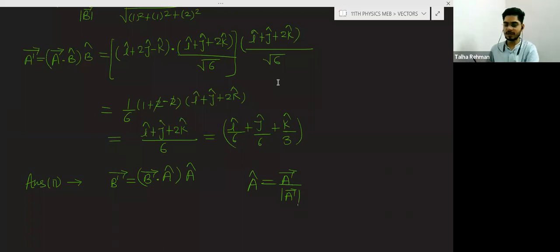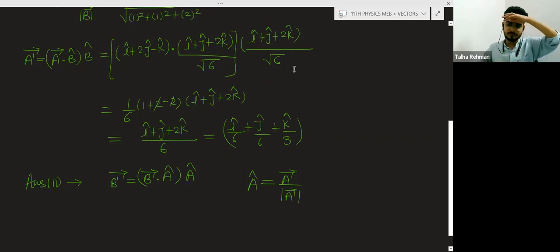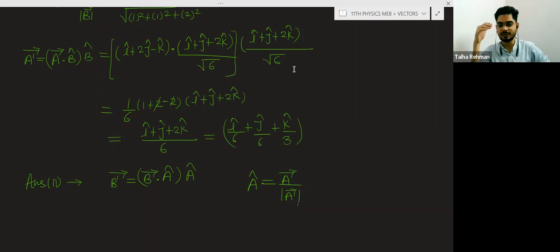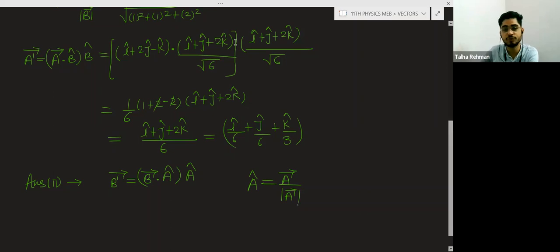So in the next class, we will discuss the cross product, and that cross product is the last topic of this vector. After the vector, we will start some basic maths that will be used. I will tell you that for half an hour. After that, we will start projectile motion, because basic maths you should know.